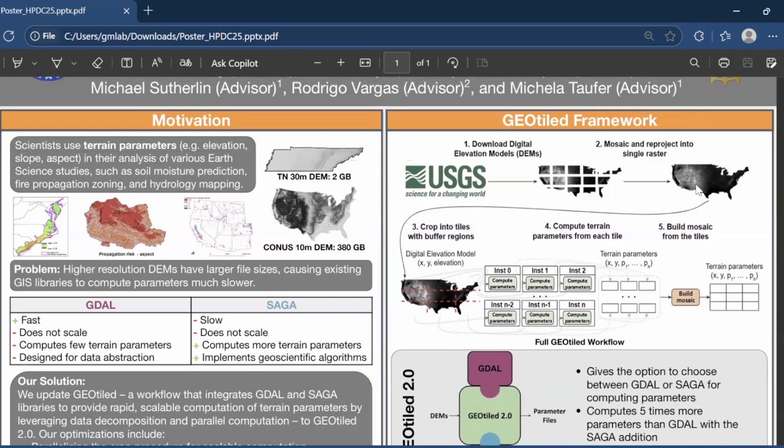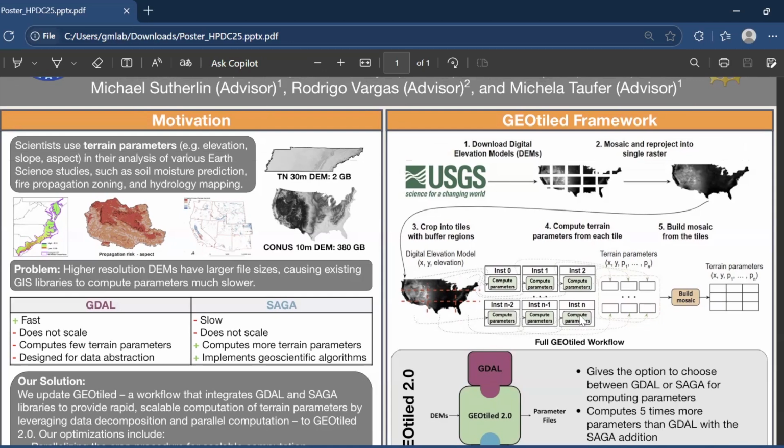On the right here is an overview of the GEOtiled framework. It's divided into 5 major steps. The first two are data preprocessing, where we first download the digital elevation models, which we gather from the United States Geological Survey. We merge the collection of files together into a single image, and then we reproject it into a computable format.